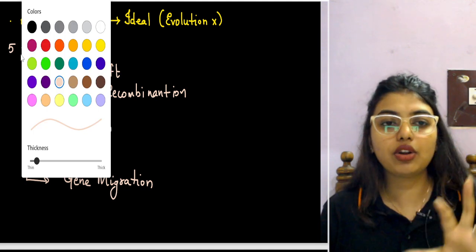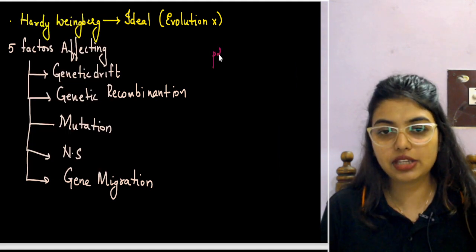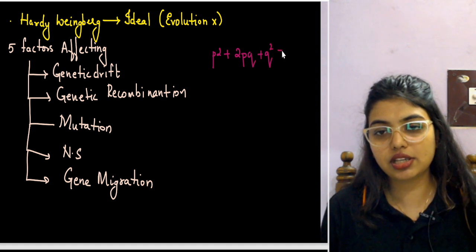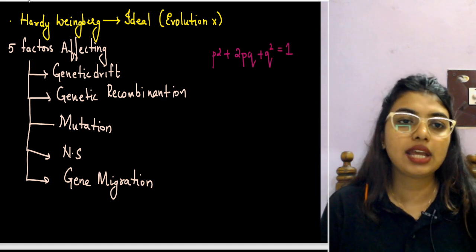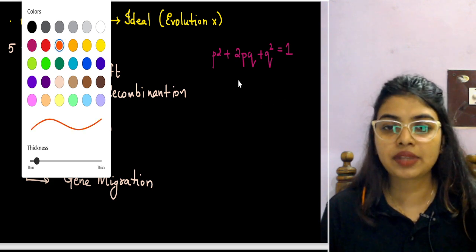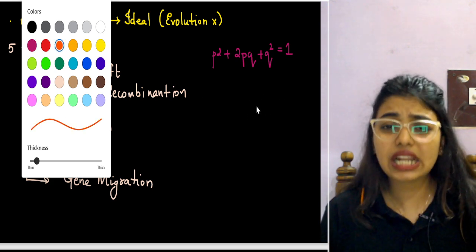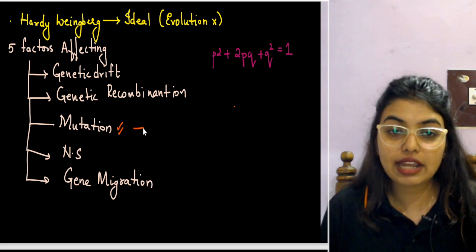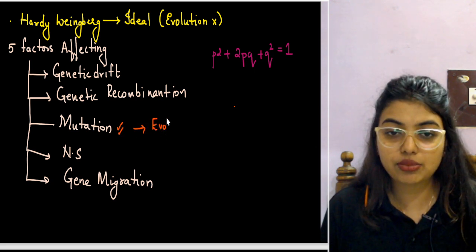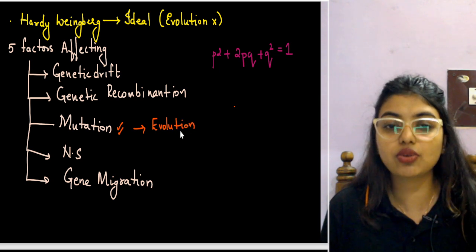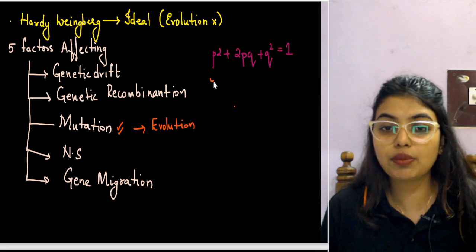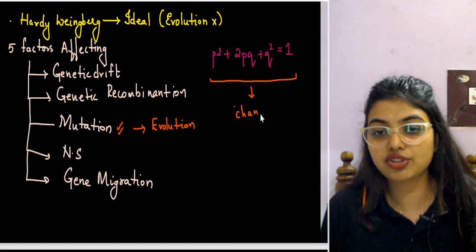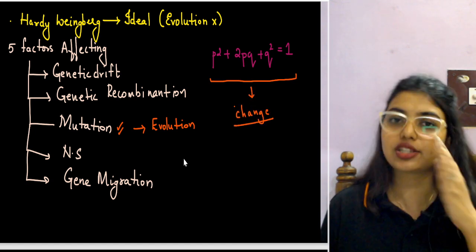Now, according to the Hardy-Weinberg principle, we have p square plus 2pq plus q square is equal to 1. This is the formula that we have. Students, try to understand that this is an ideal situation, and the moment a mutation happens, and you know mutation has to happen for evolution to happen, yes or no? The moment evolution happens, this whole principle is going to change. Understood? The whole thing is going to change.